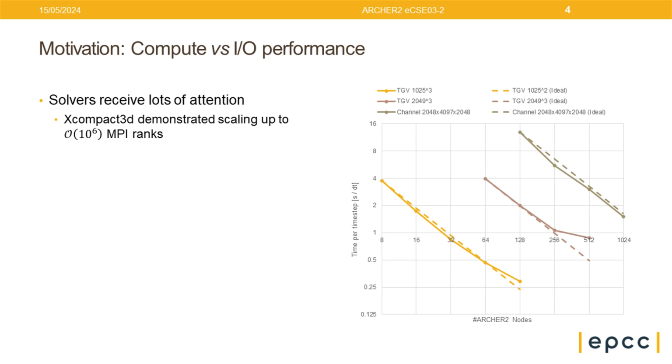Historically, solvers have received a lot of optimization attention. Xcompact3D has been demonstrated running on up to order of 1 million MPI ranks on, I believe, a Blue Gene computer somewhere. On the right here, we can see some scaling data taken from ARCHER2. For fairly large problem sizes up to 8 billion points, we're able to scale up to thousands of ARCHER2 nodes with pretty close to ideal scaling.